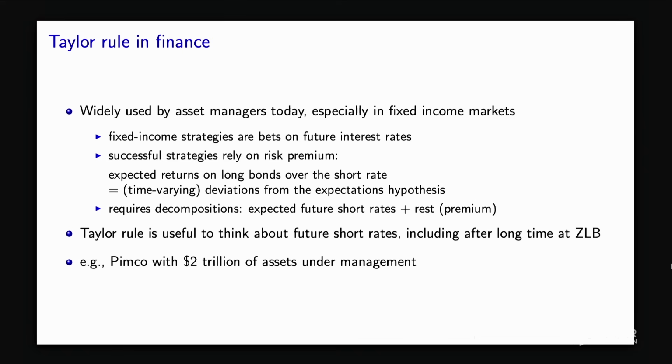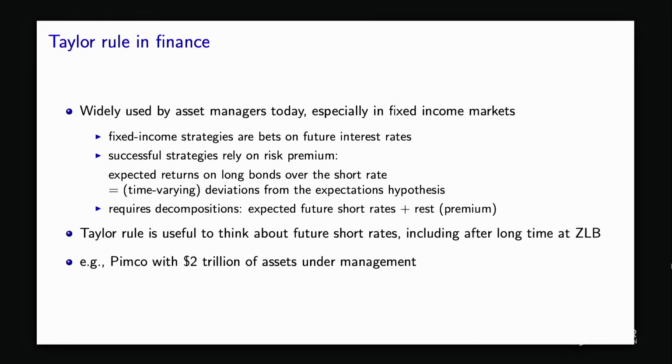So these are time-varying deviations from the expectations hypothesis. And to think about premia, you need to think about a decomposition between expected future short rates and the rest, which is then the risk premium. And so let me show you how this is useful to think about future short rates, including after being a long time at the zero lower bound.